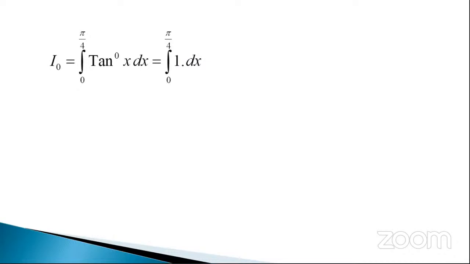Now, I 0. What is meant by I 0? It is the integral over 0 to pi by 4 of tan to the power of 0x dx, which means the integral over 0 to pi by 4 of 1 into dx.